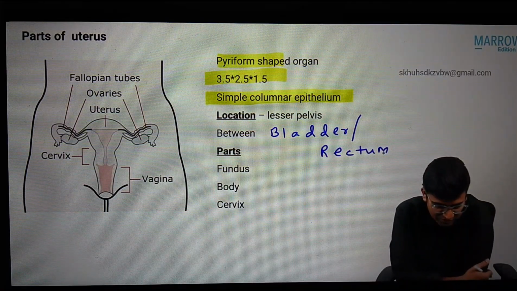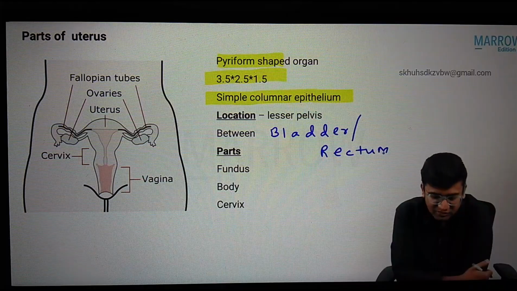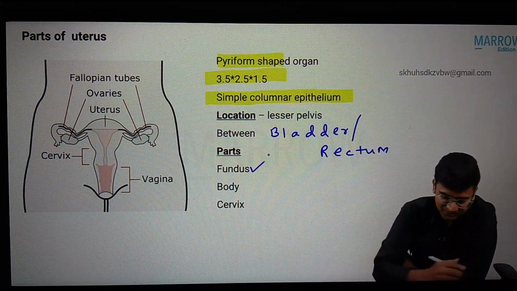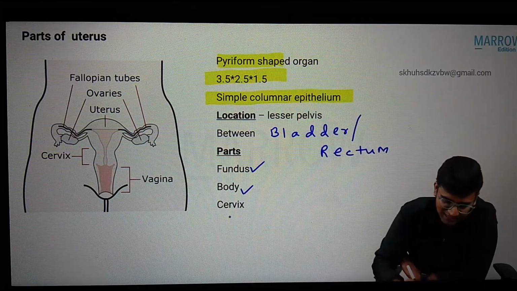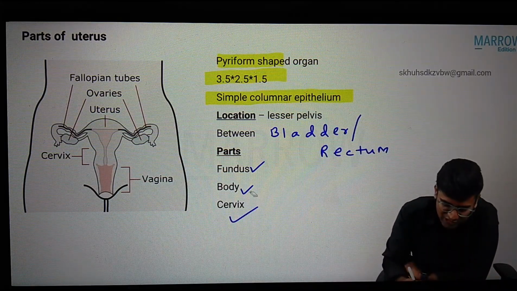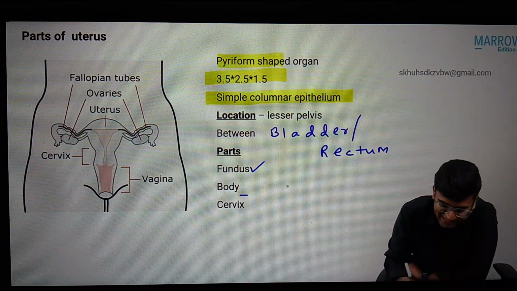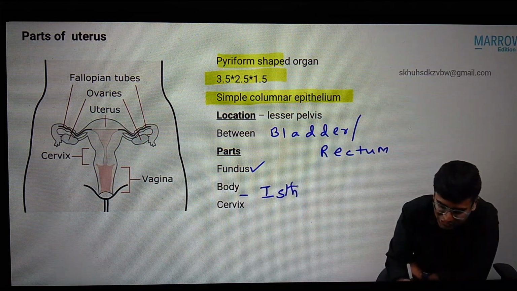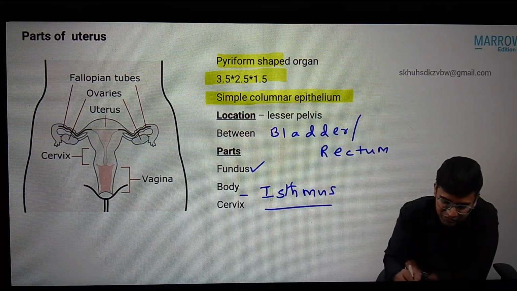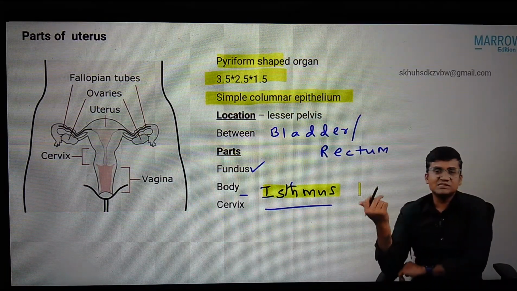Okay, right. So now we're going to see the parts. What are the parts of the uterus? We have the fundus of the uterus, body of the uterus, and the cervix. Now at the junction of the body and the cervix, we have one more part, and that part is called the isthmus. So first we're going to discuss the isthmus. So what is isthmus?